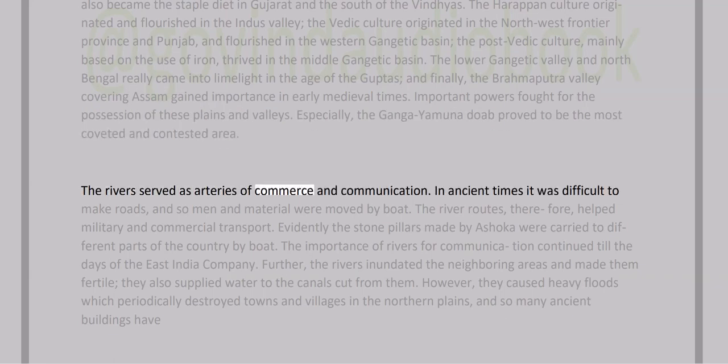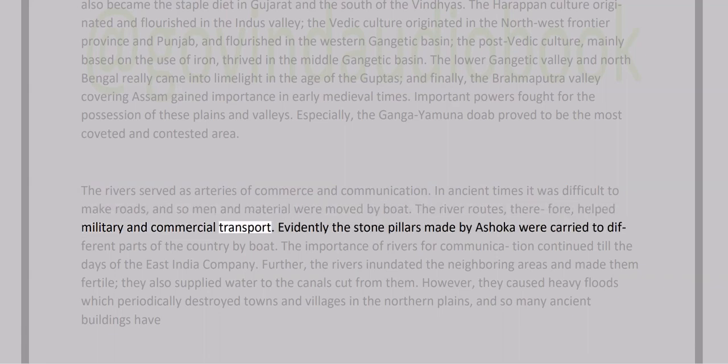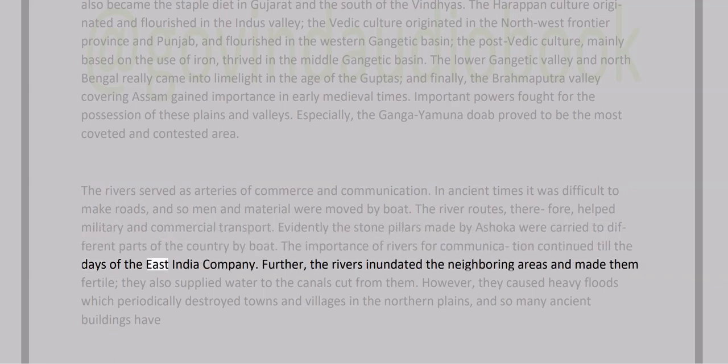The rivers served as arteries of commerce and communication. In ancient times it was difficult to make roads, and so men and material were moved by boat. The river routes, therefore, helped military and commercial transport. Evidently, the stone pillars made by Ashoka were carried to different parts of the country by boat. The importance of rivers for communication continued till the days of the East India Company.